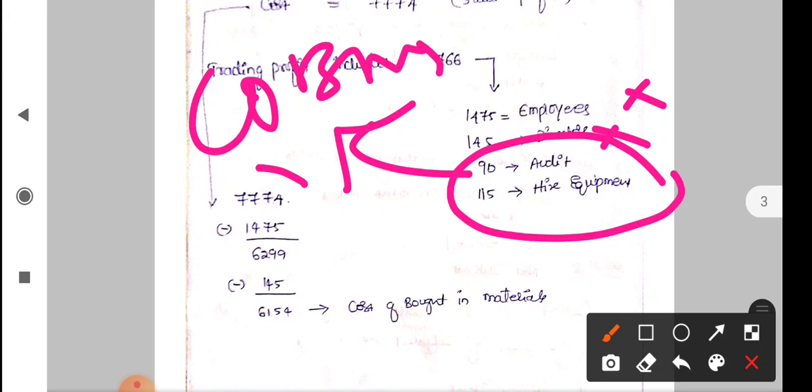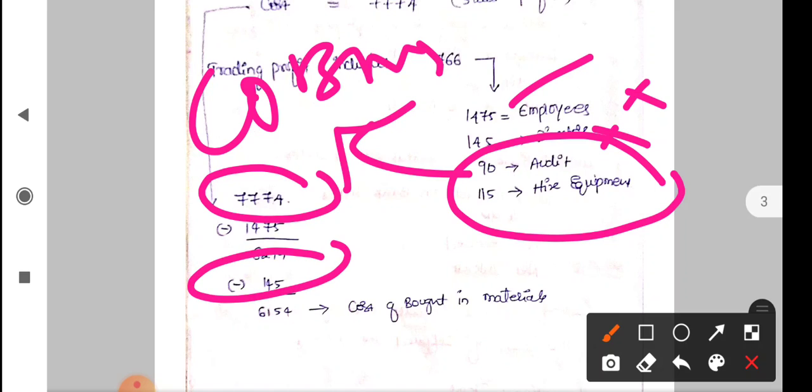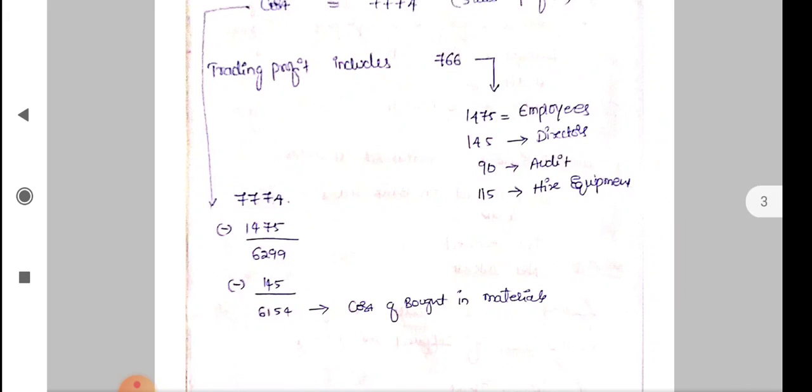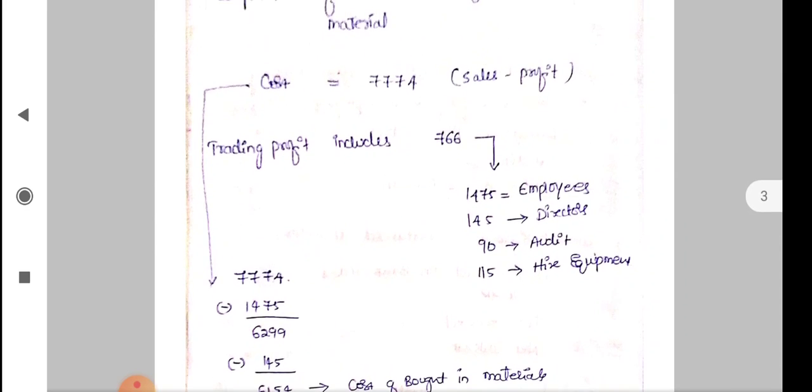So 7,774 minus 1,475 minus 145. So 6,154 is the cost of bought in material and services.